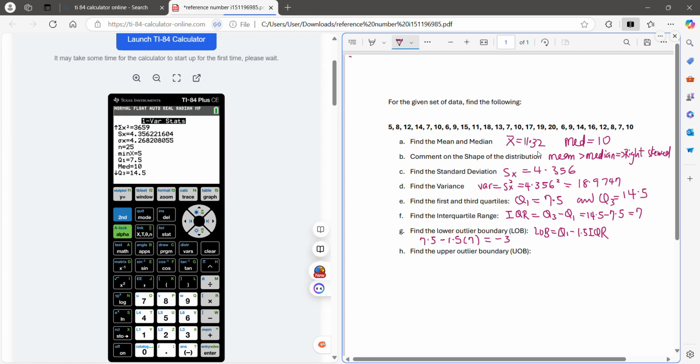For the upper outlier boundary, we have our UOB equals Q3 plus 1.5 IQR. And our Q3 in this case is 14.5 plus 1.5 multiplied by 7. And this should be 14.5 plus 10.5, which should be 25. And if the question is, do we have any outliers? No, because none of the observations is greater than 25.